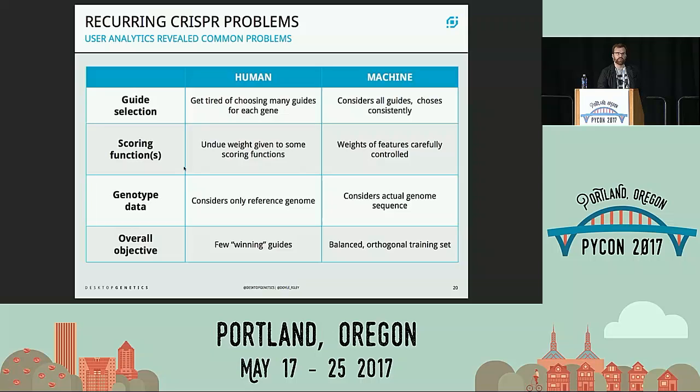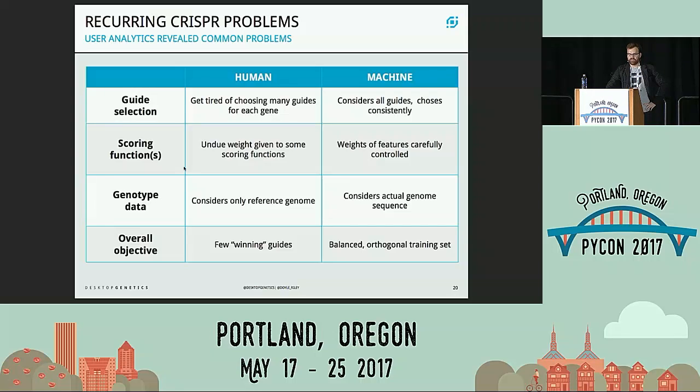We also found some really interesting bits when we looked at our users' behavior. Even expert scientists are actually really bad at designing CRISPR relative to a machine. They get tired. They inconsistently apply whatever the latest paper was that they read, and they give it much more weight than, say, the larger body of evidence that they've seen so far. They don't really consider anything more than the reference genome on the whole.